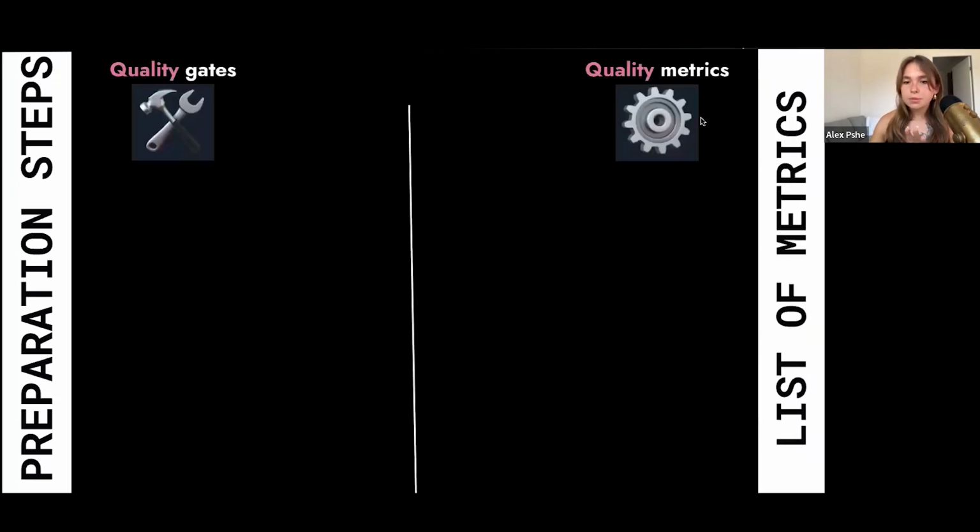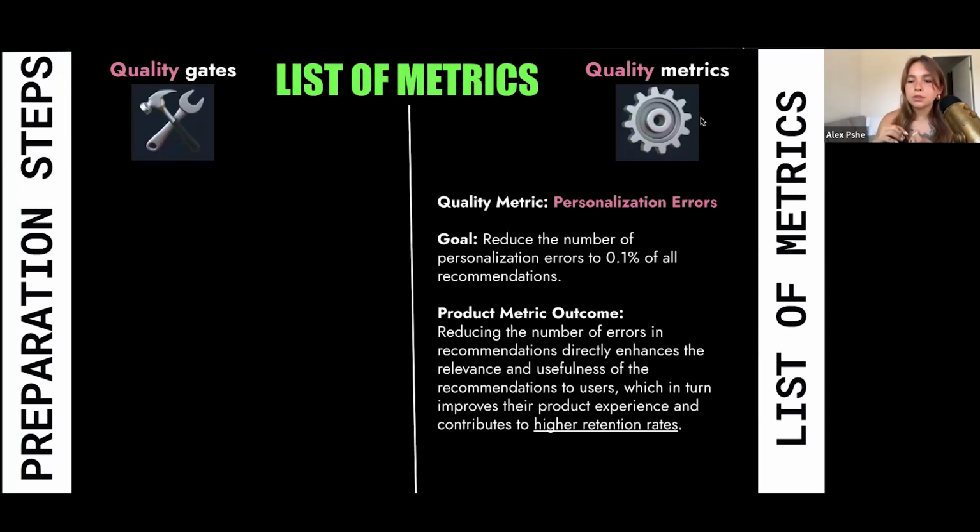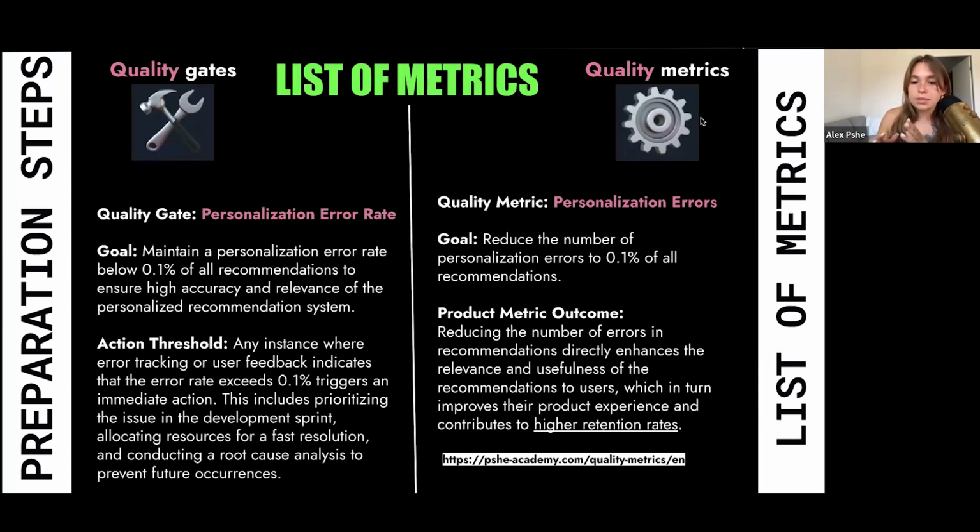So what about quality metrics and quality gates? For example, coming back to our previous example, we have our personalization errors. We already set up this quality metric based on the product metric, based on the business metric. And right now we are setting up our quality gate. So here, if the metric result is higher, sorry, higher, then we say no, it's not okay. We are going to fail our pipeline, and otherwise that's fine. So if the metric is as we expected, lower than 0.1%, in this case we go further.